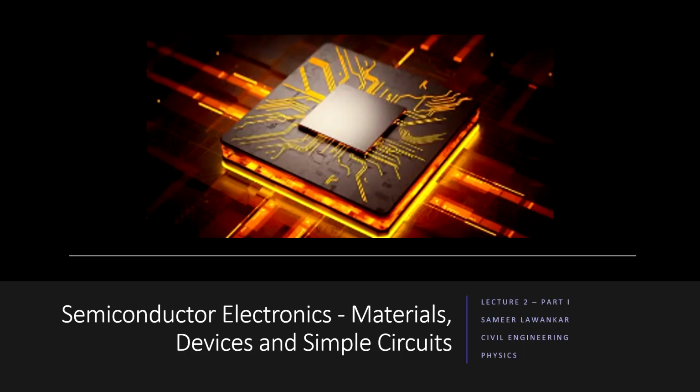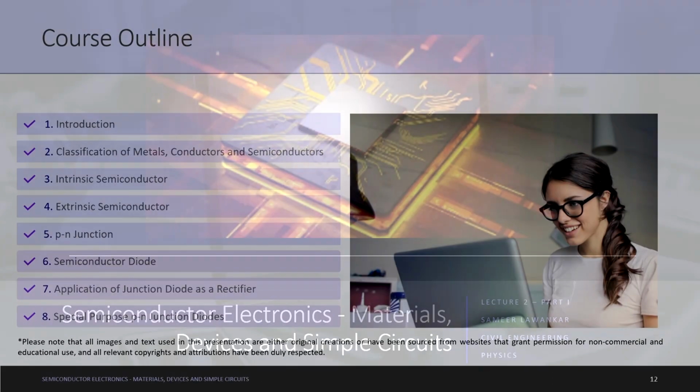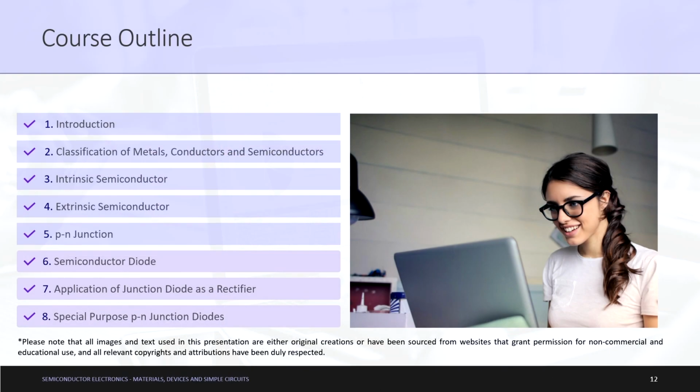So, hello everyone again. This is lecture 2 part 1 of semiconductor electronics materials devices and simple circuits. In the previous discussion we were in the second point, that is classification of metals, conductors and semiconductors. We will go with further discussions on this topic only. So, I am Sameer Lavankar. Let us begin our discussion.